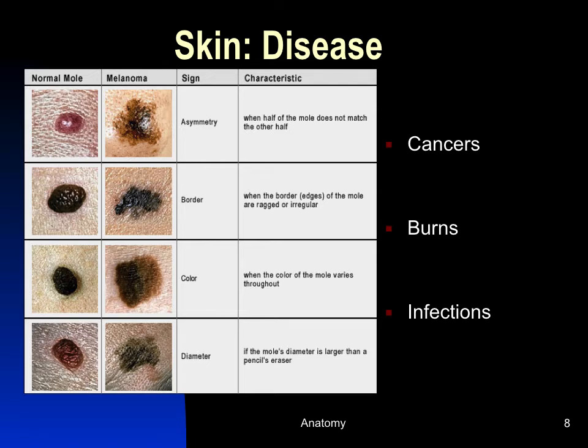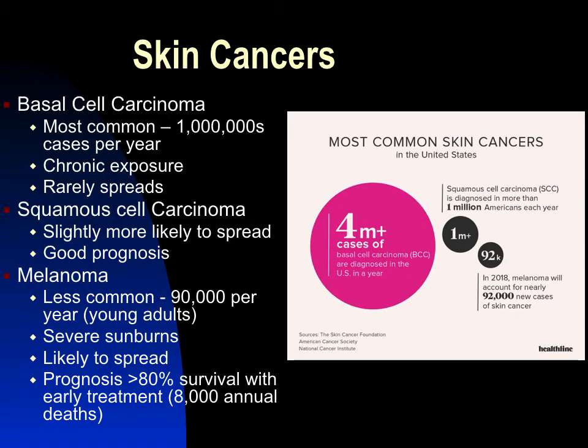Okay, I want to talk about skin cancer, burns, and infections of the skin. So I'm going to go from there. This is just a picture here of the way that you monitor your skin for melanomas, which is particularly to look for moles that are changing, that become asymmetrical, that have irregular borders, that have color change, and then increase in diameter. But that's not the only type of skin cancer.